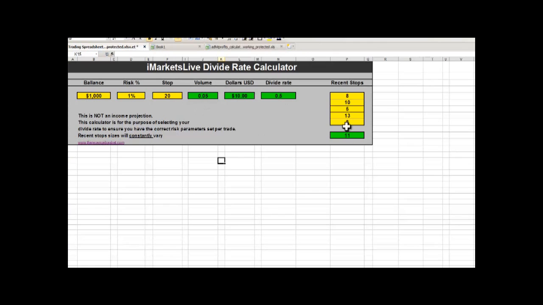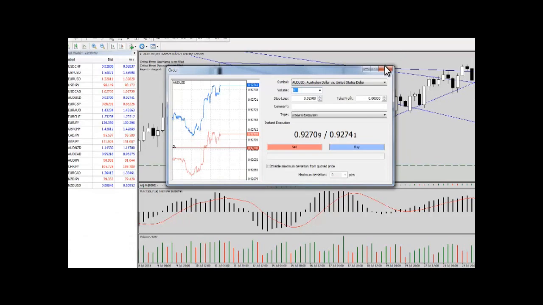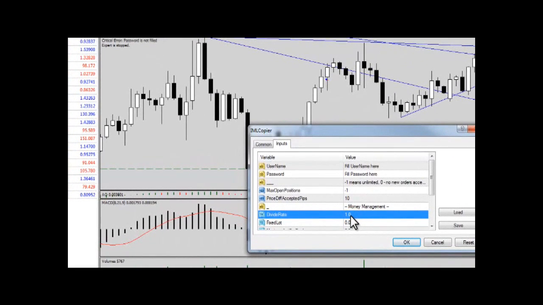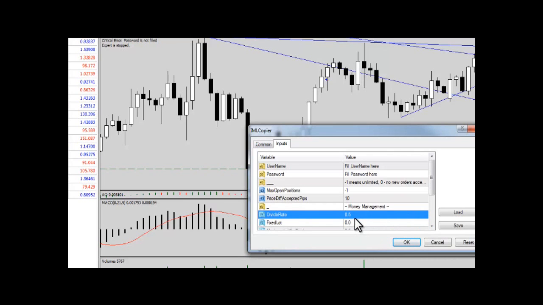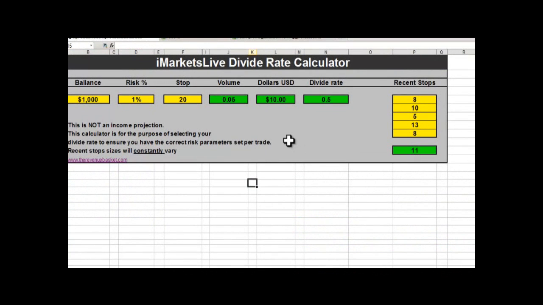So once you understand what your volume is, the divide rate's very simple. This divide rate shows you exactly what you need to enter into your parameters in order to be trading a 0.05 volume. You would need to trade a 0.5 in your copier. So we'll come in here and I'll show you this again. So right here, the divide rate, if we were trying to trade that volume that we've just discussed, then we would be a 0.5. And that would mean that we were trading 50 cents per pip, which is exactly what we want to do according to the calculator.